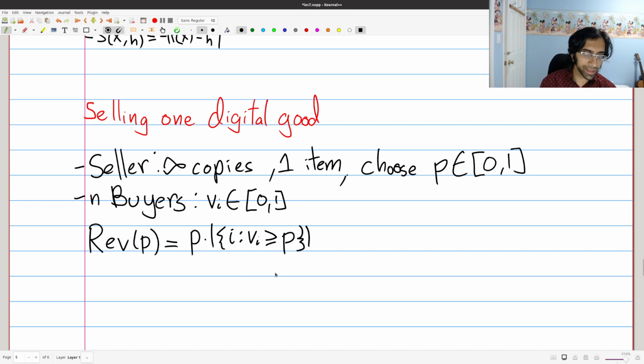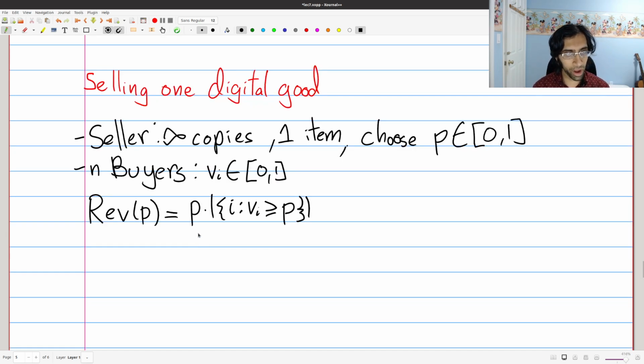So that's the revenue. And if this was in a non-private setting, what the seller would do is they would simply look at all the valuations and pick the price P which would maximize their revenue. That's their goal, trying to maximize the revenue, of course. But this is, first of all, not private, which we commented on before. We want to be private with respect to their values.